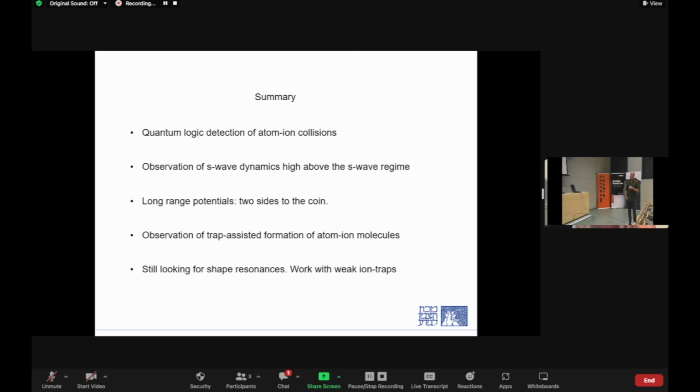Furthermore, we observed trap-assisted formation of atom-ion molecules. And we haven't given up on our hope to measure shape resonances, and we believe that the way to do that is actually to work with very weak ion traps like most of my colleagues here do. This is actually a rather tight trap with a secular frequency of about 1 megahertz.